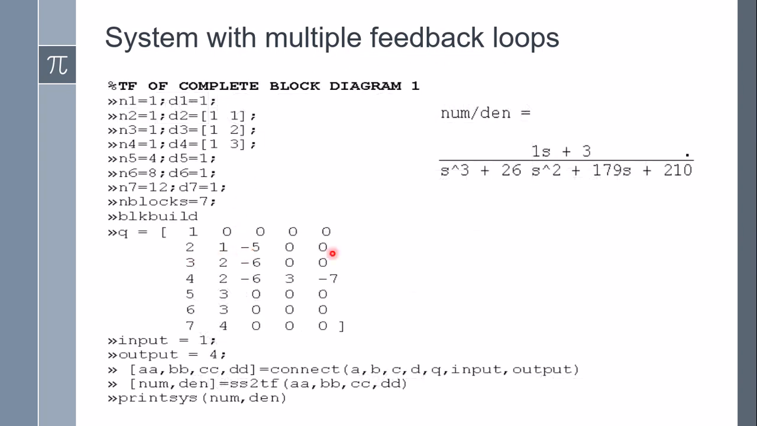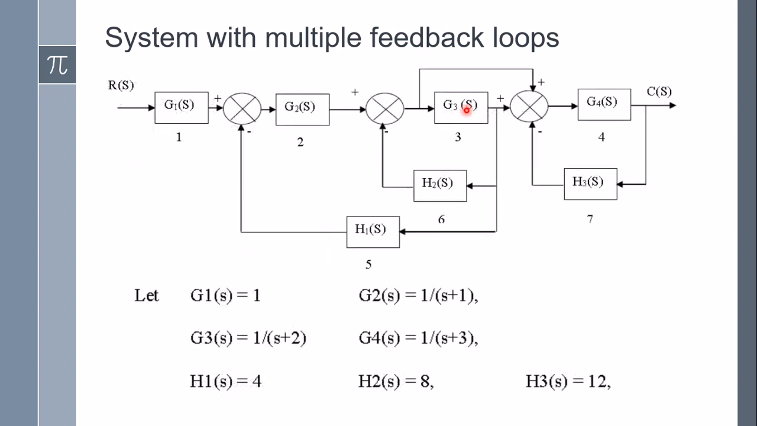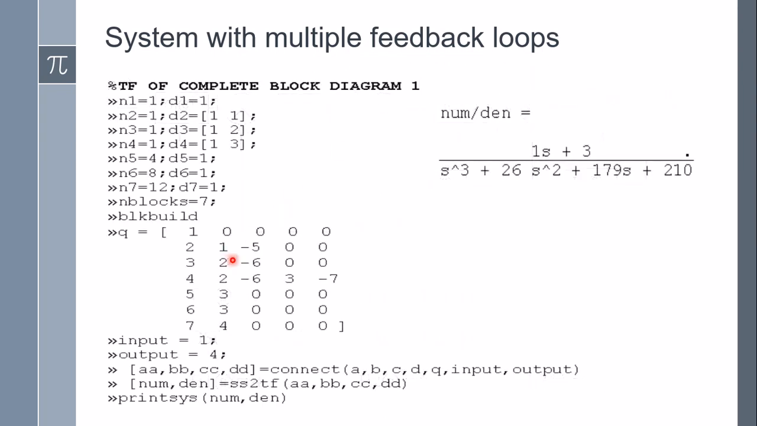Similarly for block 3. If you take block 3, it has one input signal which is combined using the summing block. To the summing block I have 2 inputs, one from block 2 and the other from block 6. Block 2 output is connected to positive of the summing amplifier, and block 6 output is connected to minus of the summing amplifier. So the entries will be 2 and -6.